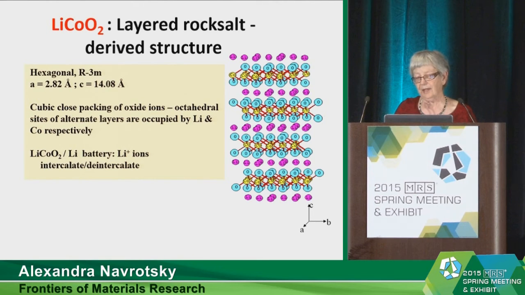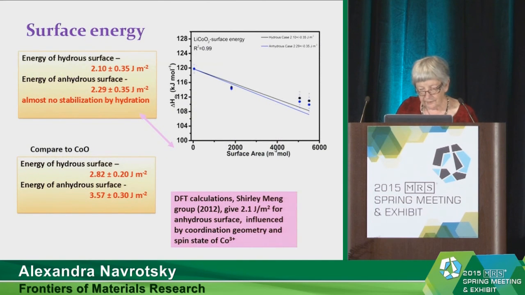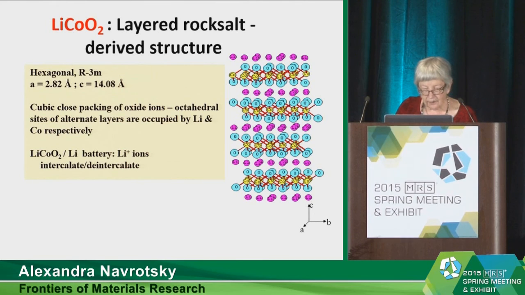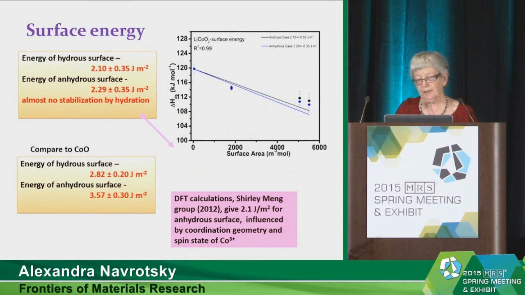And this again is then where the oxidation reduction energy and the surface energy play a role. And what we found, and this was rather interesting, we found that the surface energy of these materials is really quite low. Lower than the parent rock salt oxide. These layered materials are really more like the oxyhydroxides.